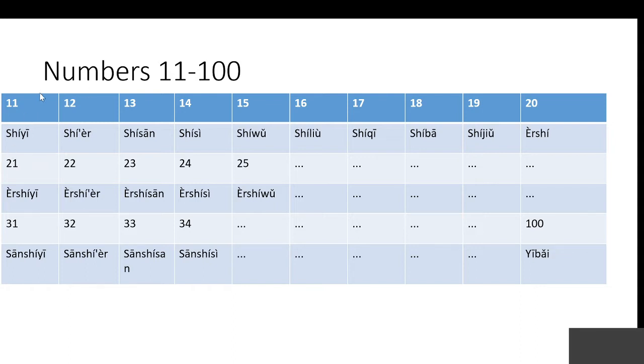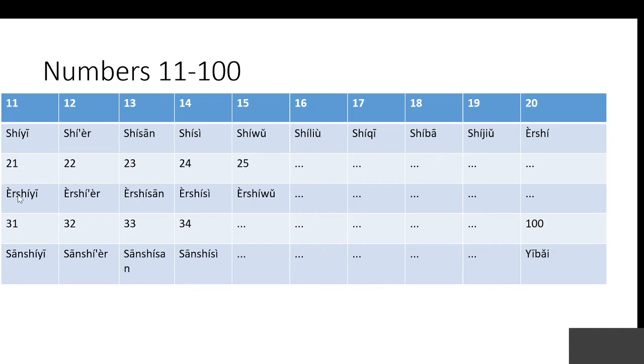So 11 is shi yi. First we put the 10 and then 1, that becomes 11. 12, shi er. 13 is shi san. 14 is shi si. 15 is shi wu. 16 is shi liu. 17 is shi qi. 18 is shi ba. 19 is shi jiu. 20 is er shi. So this 30, you'll be like san shi, because 3 first and then 10.